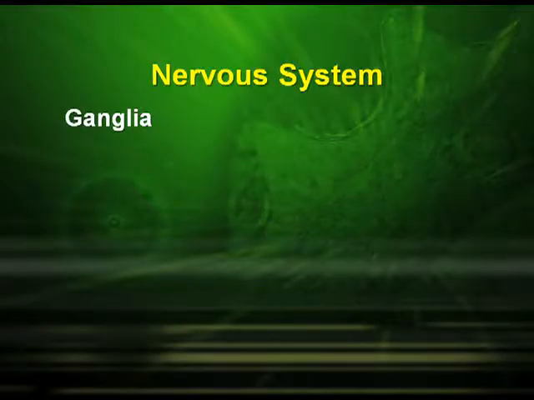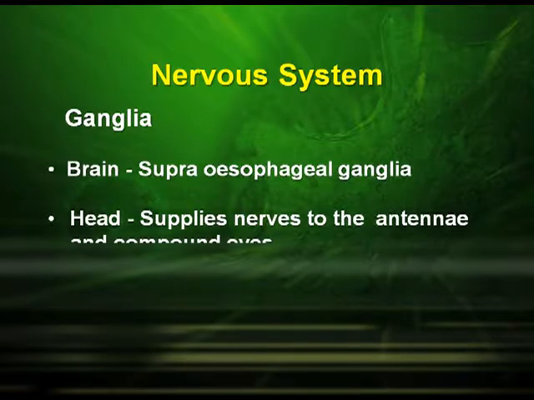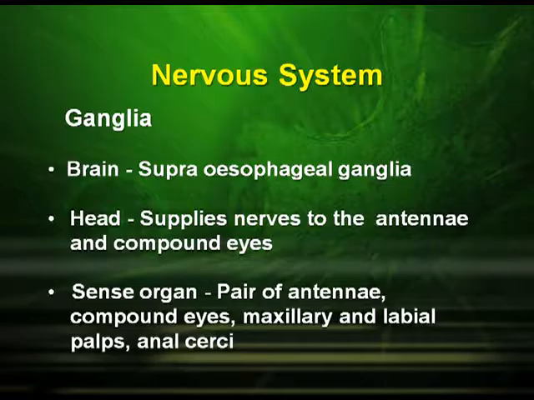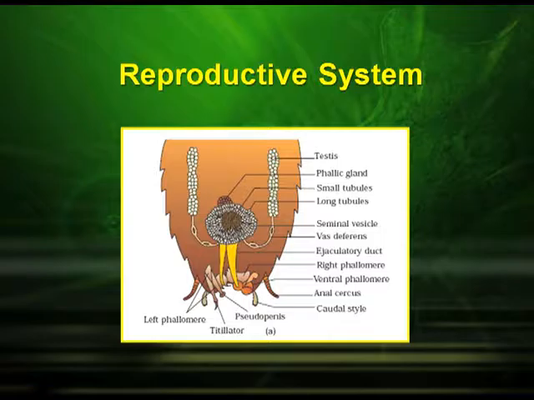The nervous system includes the ganglia. The brain is the supraesophageal ganglia, which supplies nerves to the antennae and the compound eyes. The sense organs are the pair of antennae, the compound eyes, maxillary and labial palps and anal cerci. The reproductive system of the cockroach.